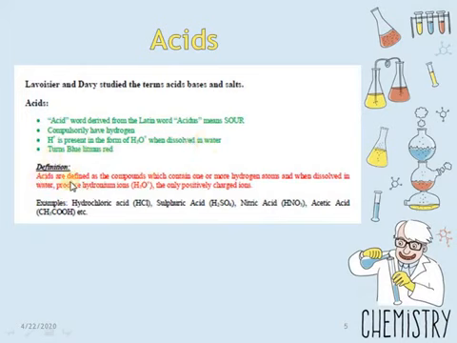So acids are defined as the compounds which contain one or more hydrogen atoms, and when dissolved in water, produce hydronium ions, the only positively charged ions. Common examples are hydrochloric acid, sulfuric acid, nitric acid, acetic acid. Acetic acid is generally termed as carboxylic acid. It comes under the category of organic acid.